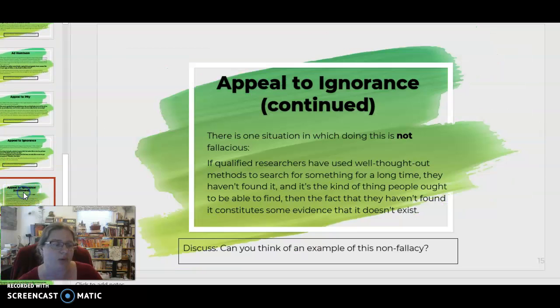The only time when appeal to ignorance is not a fallacy is when there has been a lot of really careful scientific study in a particular field, and even through all of this research and scientific study, no evidence has been found to support a particular point of view. And in that case, it's not a fallacy to say that because there's no evidence, it does not exist. That actually is a rational argument.